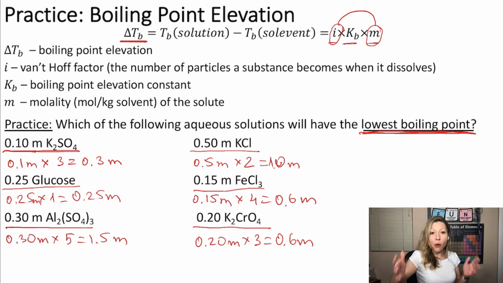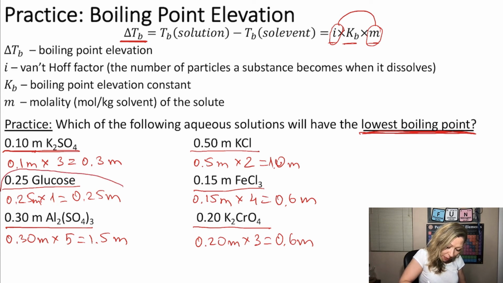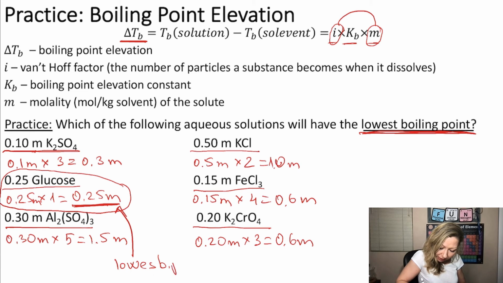Okay, so now in which case are we going to have the smallest change in boiling point temperature? Did you find it? In the case of glucose, right? Because when we multiply together the concentration times the number of particles the substance becomes when it dissolves, this is going to give us the lower number. So this is going to have the lowest boiling point.